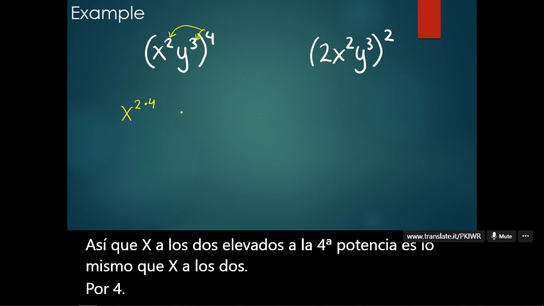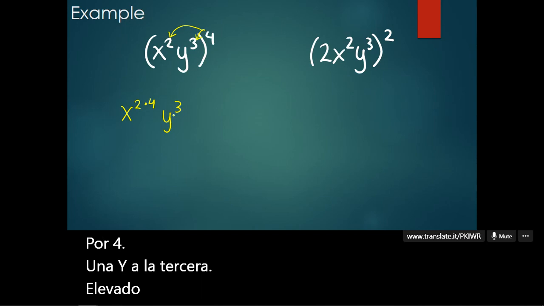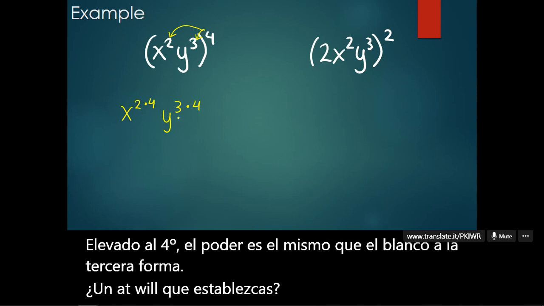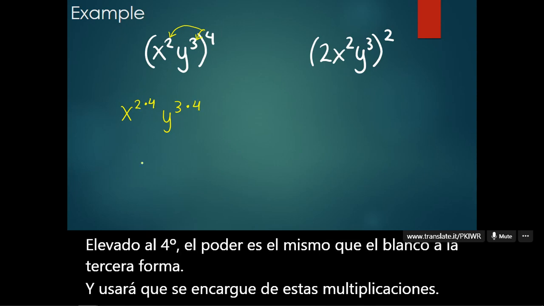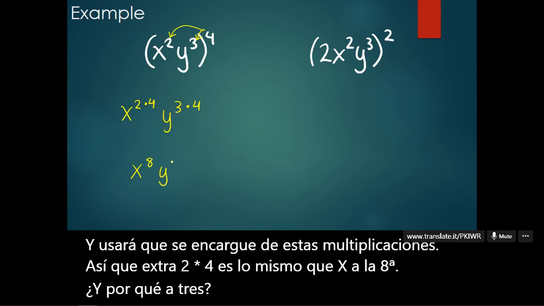And y to the 3rd raised to the 4th power is the same as y to the 3rd times 4. And we'll just have to take care of these multiplications. So x to the 2 times 4 is the same as x to the 8th. And y to the 3 times 4 is the same as y to the 12th.